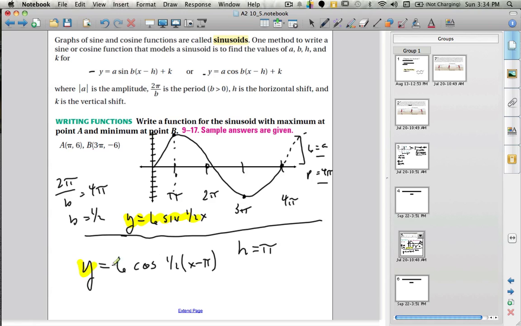The key element is figuring out where we're at. How did I know that it hadn't shifted up or down? Well, the halfway point between the maximum and the minimum was at y is equal to 0. Up here I'd have y is equal to 6. Down here y is equal to negative 6. Halfway between them, y is equal to 0. So I knew it hadn't shifted up and down. As a sine function, it's non-translated. As a cosine function, I have to translate it by 1/4 of the period.